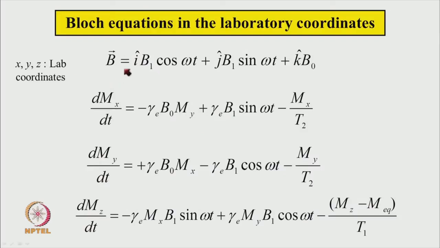Then the total magnetic field that the magnetization experiences is due to the external magnetic field B0 and the oscillating magnetic field, B1 cos omega t in the x component, B1 sin omega t in the y component. This is the total magnetic field, then we get these three equations. Now, here small x, y and z are the laboratory fixed xyz coordinates, and in particular B0, the Zeeman field, is applied along the z direction.